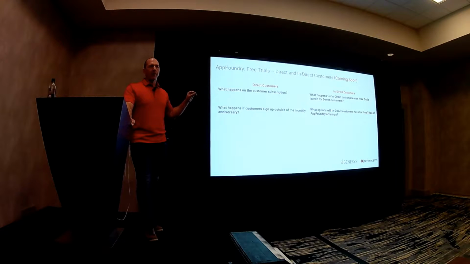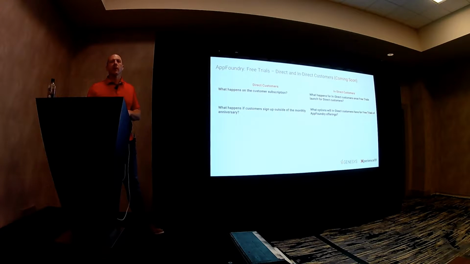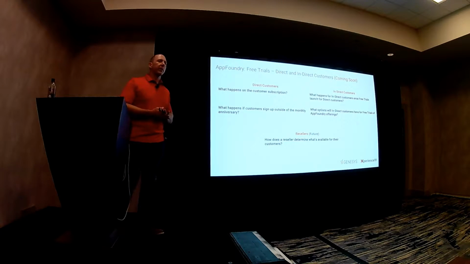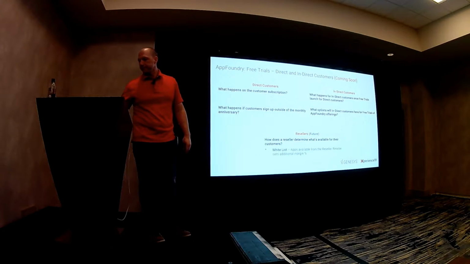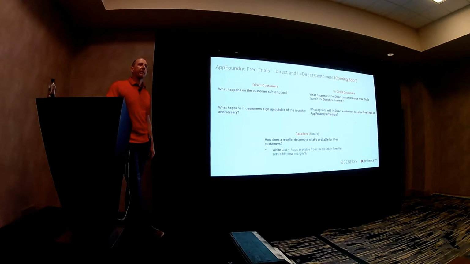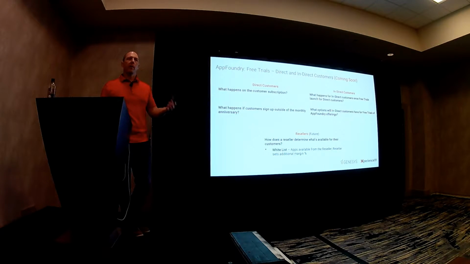So ideally, we'd like indirect customers to eventually get this capability. But what it means for resellers is that resellers are going to have to complete a profile inside of AppFoundry, letting us know what your whitelist is. These are apps that you are adding margin and providing services on. So if you want 10% additional margin or something like that, you're a reseller and you will take first call support on this app. You might be charging for that as a service. So that app would be on your white list.